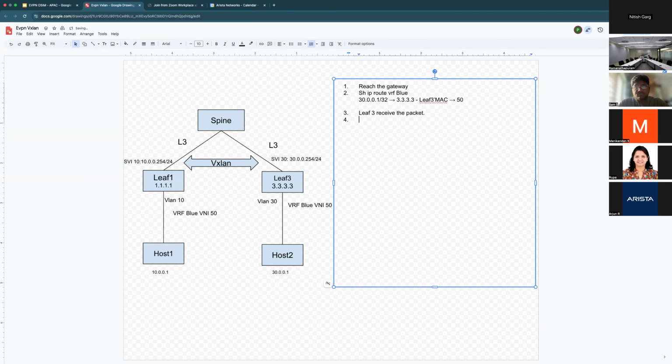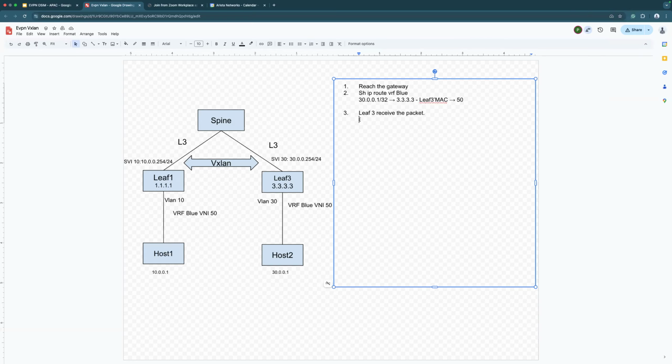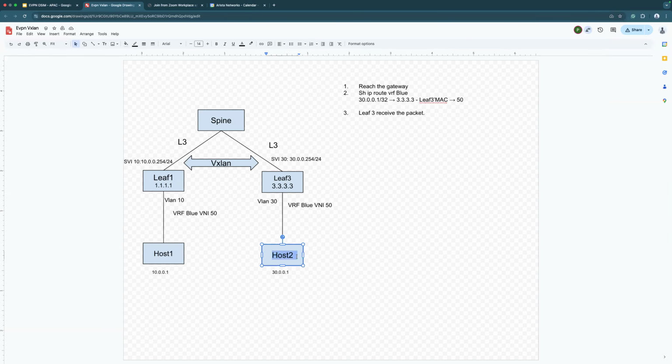Now based upon the VNI lookup, it would hand it off to that VRF by seeing VNI 50, because that's mapped to VRF blue. In VRF blue, we'll have a connected route and that would be sent towards the host. This was pretty much similar to what Roshan discussed in the Tech Talk a couple of weeks back, right? So now host 2 will receive the ICMP echo request, and host 2 will generate an echo reply.